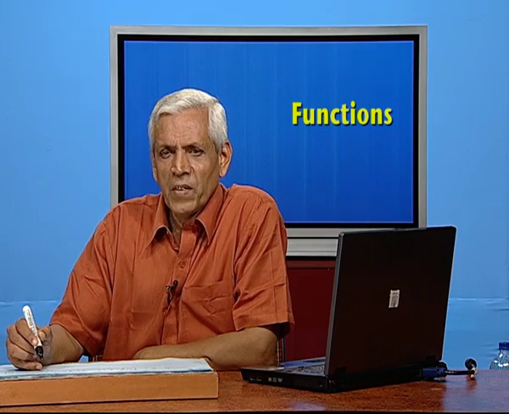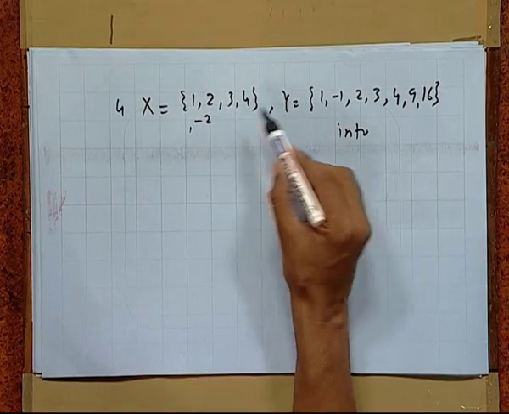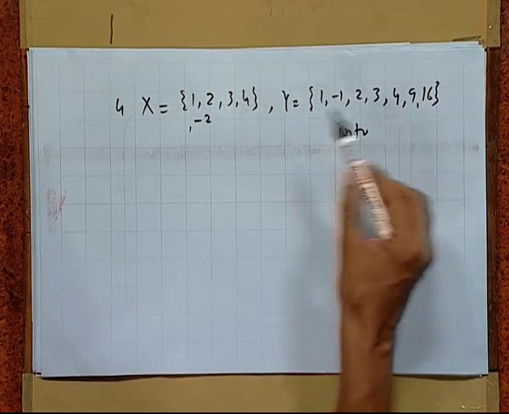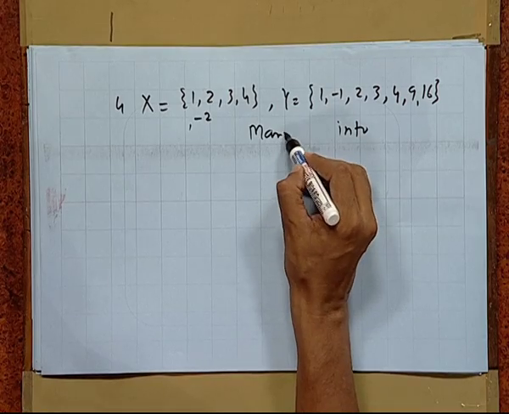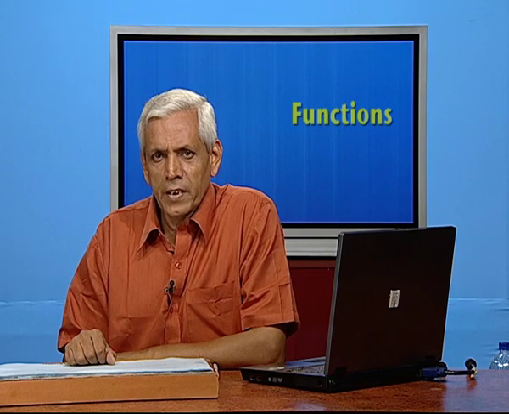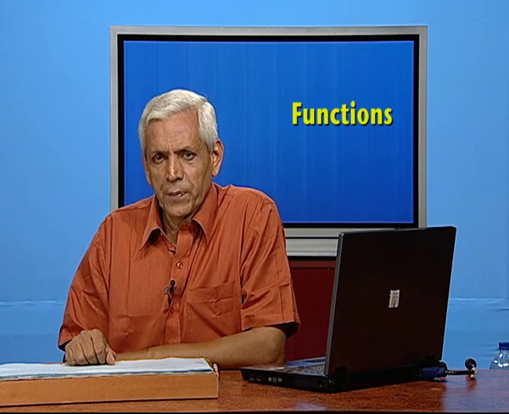Next question is whether it is many-1 or 1-1. Look, here 1 has image 1, 2 has image 4, 3 has image 9, 4 has image 16, but again minus 2 has image 4. So, 2 and minus 2 both have a common image. So, it is a case of many-1 and into. Thus, we see that the same rule can be of different nature if the domain or codomain is slightly changed.